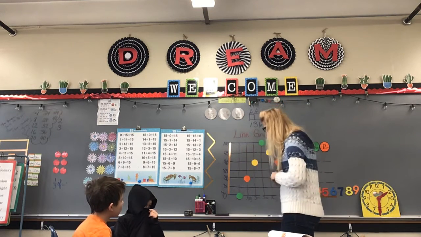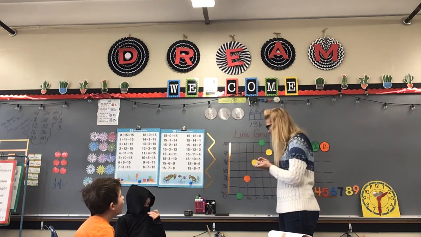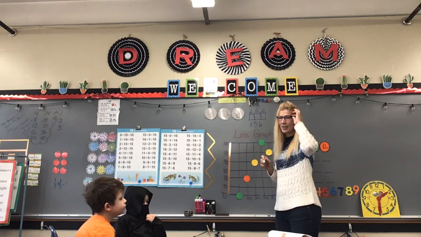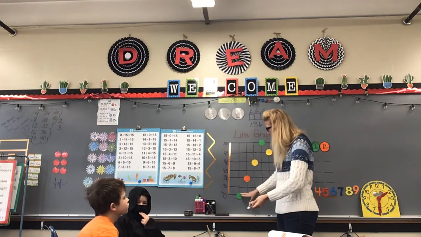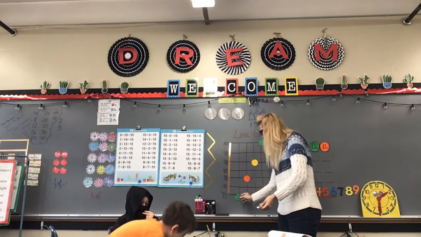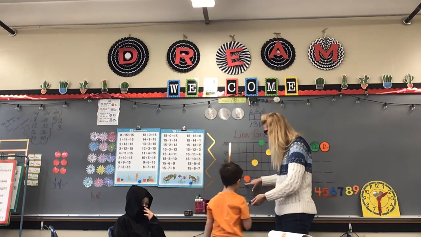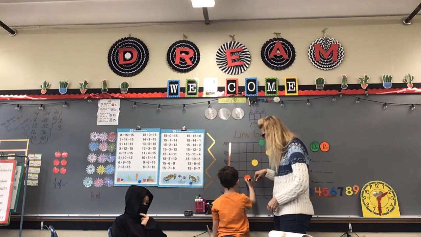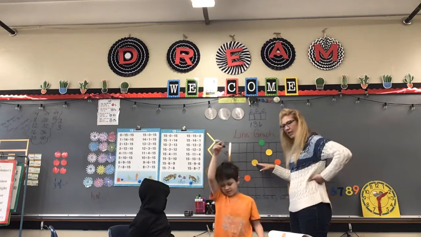So when it becomes a line graph, we take our pencil and we connect the dots. How many of you like to connect the dots? I do. Come here, Ben. So he's going to connect the green dot to the orange dot. So he'll draw a line from the green to the orange. Okay. Good. And then Mike is going to come up and connect the orange to the yellow.